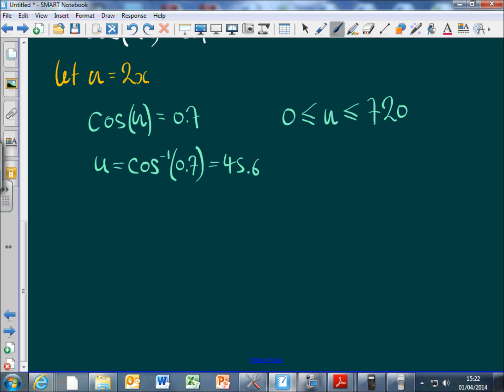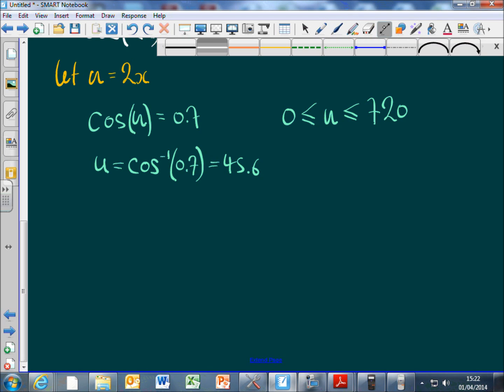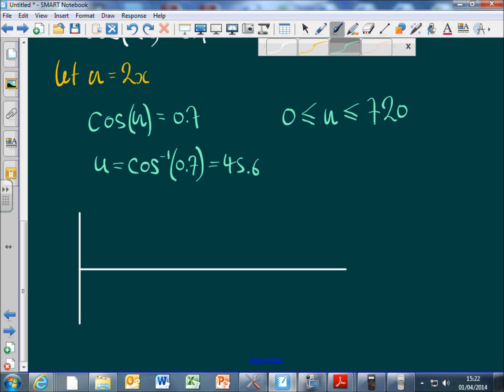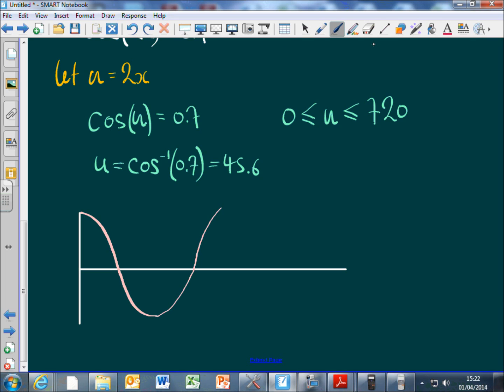Okay, is everyone happy with how to do that? Again, I draw the graph. But this time, I've got to draw the graph from 0 to 720. Do you agree? And it's the cosine graph. So it's going to start here. It's going to go down, 90, 180. It's going to come up. That's 360. And then I've got to do the whole thing again. I've run out. Oh, man, it's going to be like that. Okay.